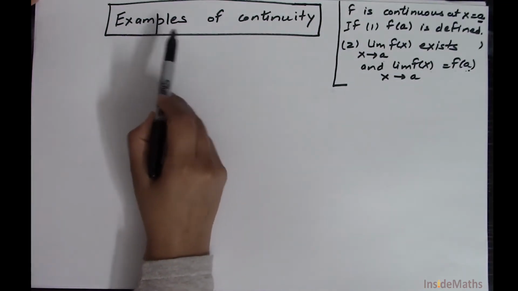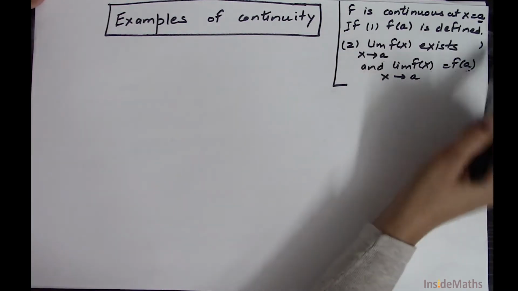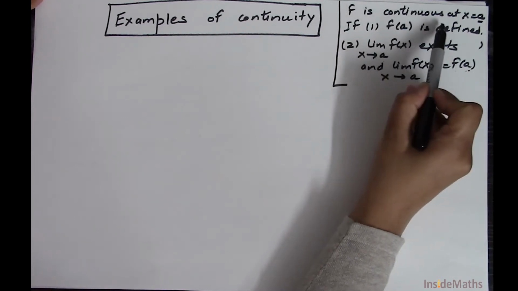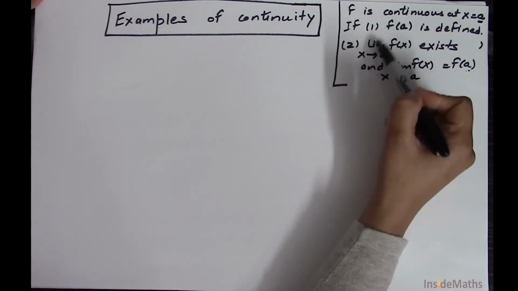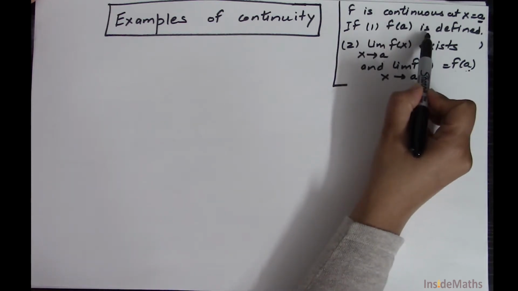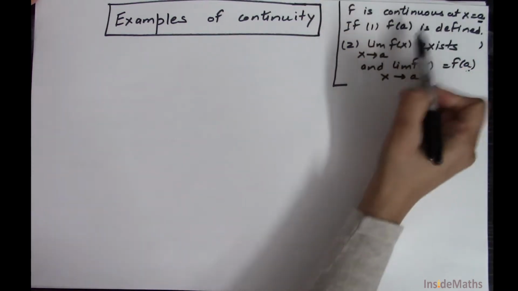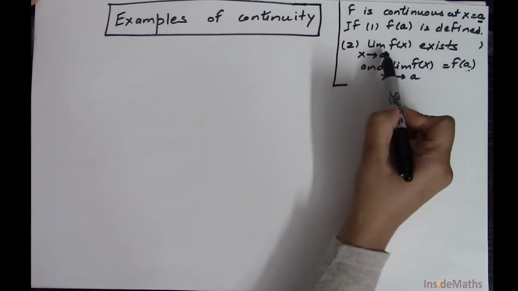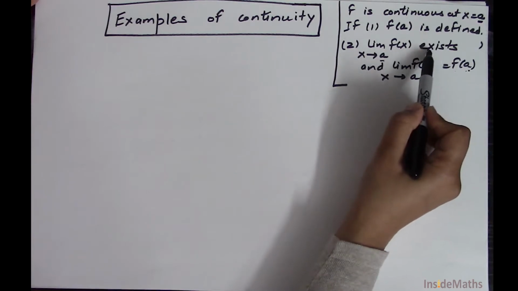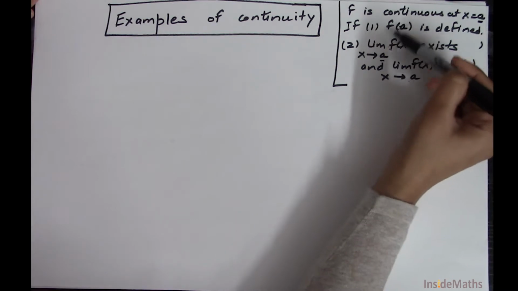In this video, we'll do some examples of continuity of a function at some point. So this is the definition of continuity. That is, the function is continuous at this point when these two conditions hold. The first one is that f of a should be defined. That means when I plug this value into the given function, I should get a defined value. And the second one is limit f of x when x is approaching a must exist and it should be equal to f of a. That means these two values should be the same.